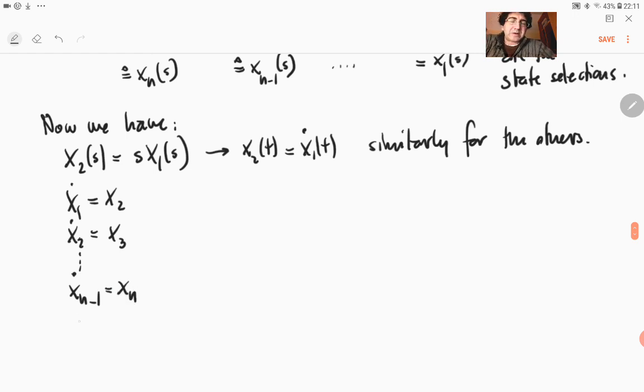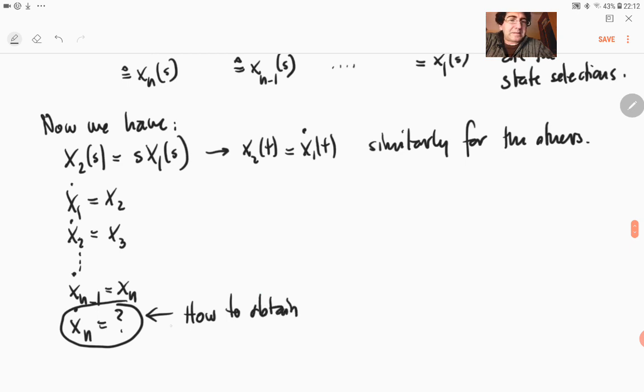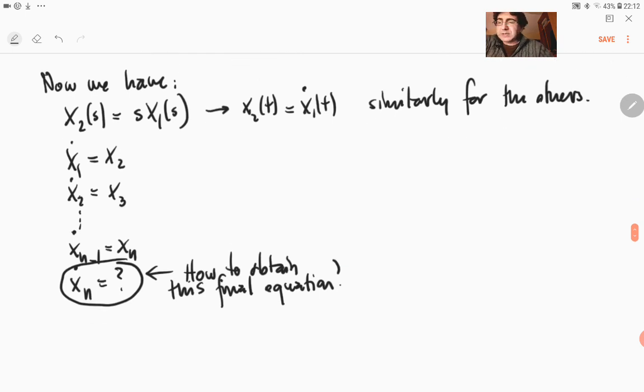But the only problem here is that I don't have xn dot. So I need to take care of this: how to obtain this final state equation. Okay, so let's try to do this. Let me take the Laplace transform.